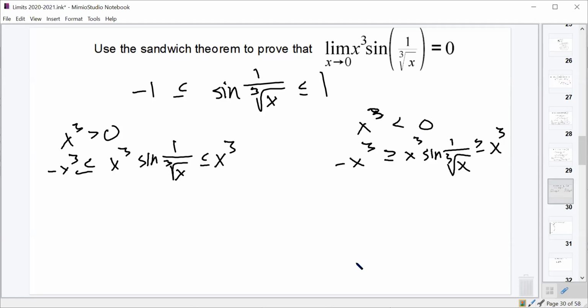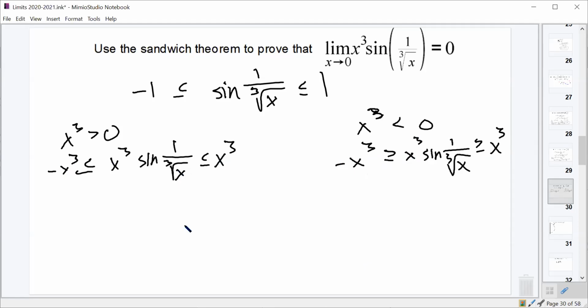Okay. So now I've got two different inequalities, but they both sort of work with the sandwich theorem, right? I still got the function I want sandwiched between two other functions. Just in one case, my function is always greater than the negative and less than the positive, and in this one, it's always less than the negative and greater than the positive x cubed.